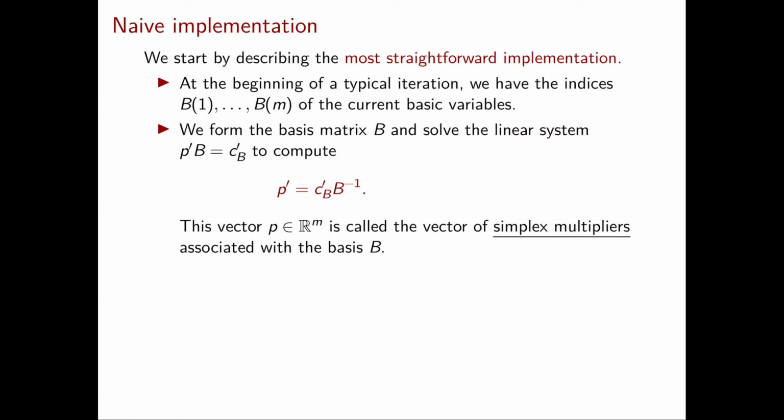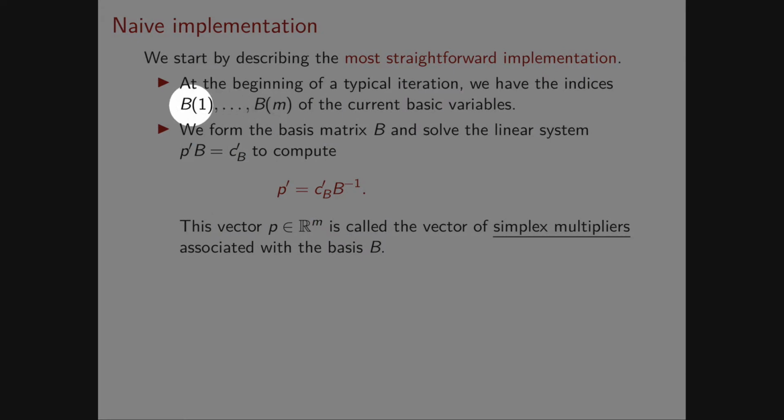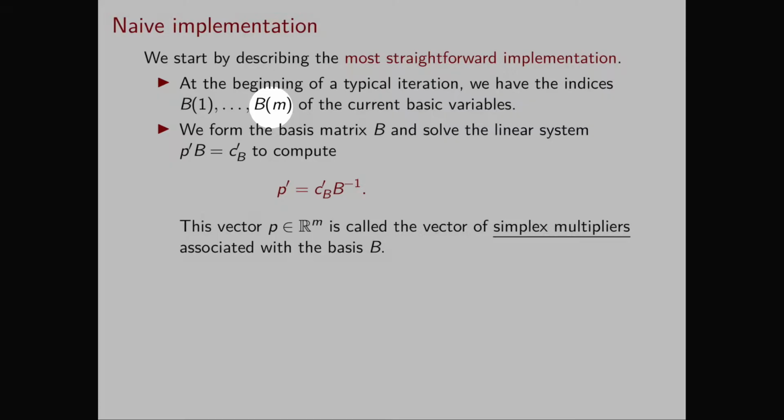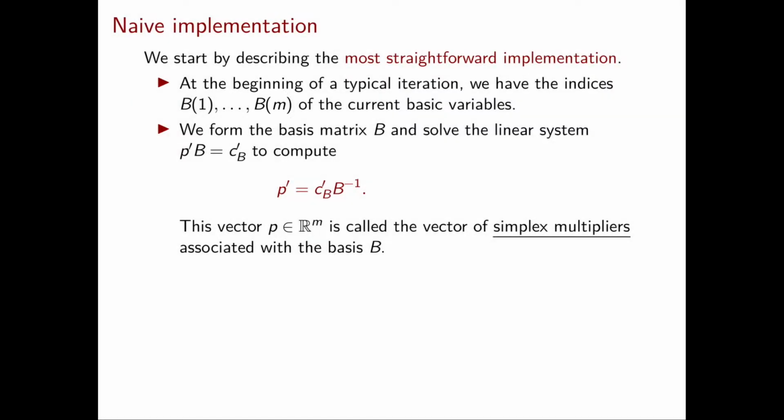This is by far the most straightforward implementation. Essentially, we will go through an iteration of the simplex method as seen in section 3.2, and while doing so, we keep track of the number of arithmetic operations that we need to perform. At the beginning of a typical iteration, we have the basic indices b1 until bm of the current basic feasible solution. The next step in our iteration of the simplex method is that of computing the reduced costs.